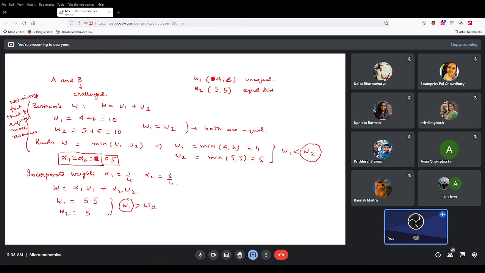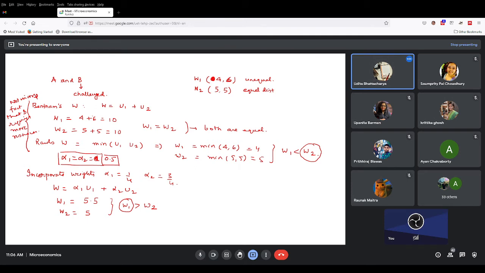Can you tell me which is better? Obviously, the first state is unequal. The second state is perfectly egalitarian. Would you prefer? So in terms of welfare, both are equivalent, but since the second one is more equitable, we can say that it is better for the people.